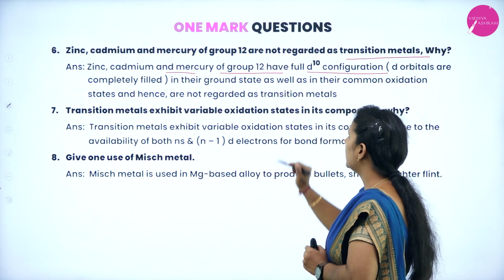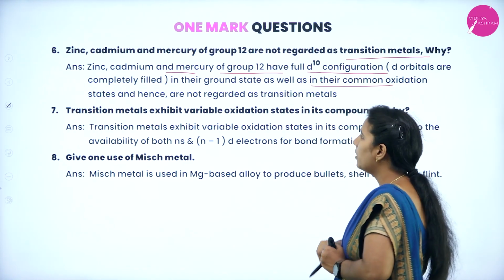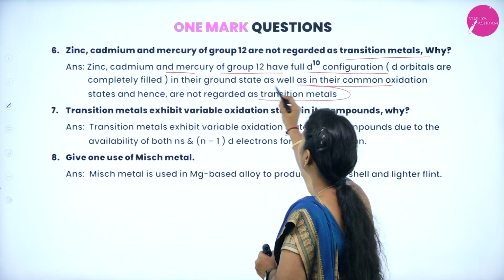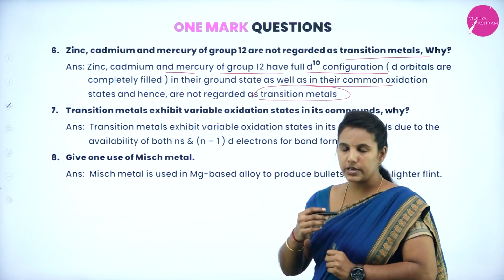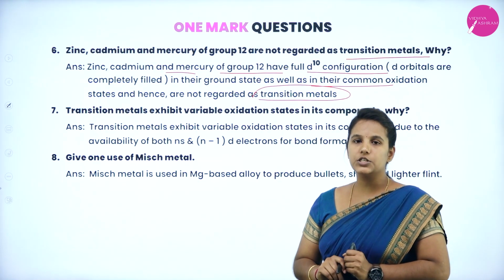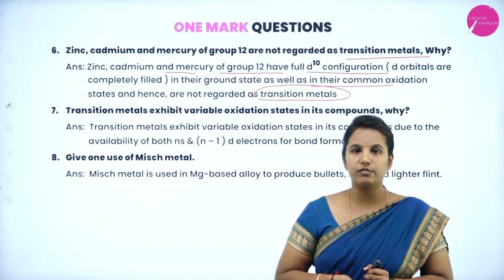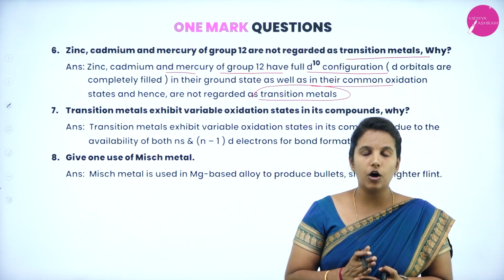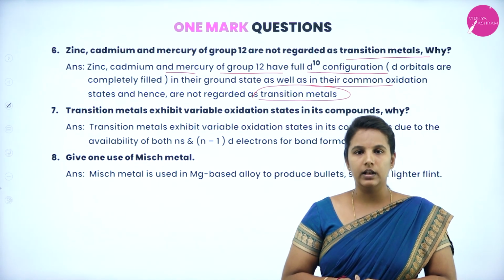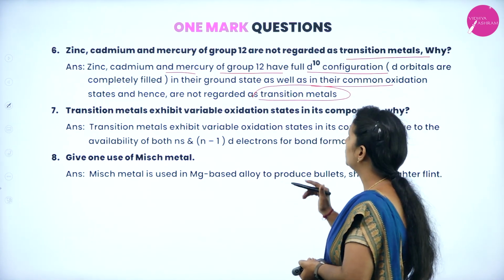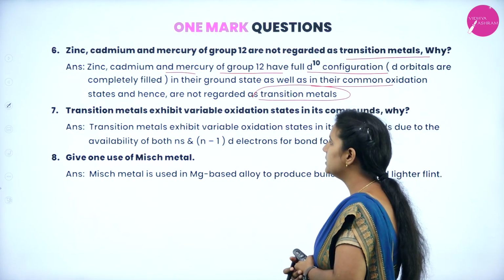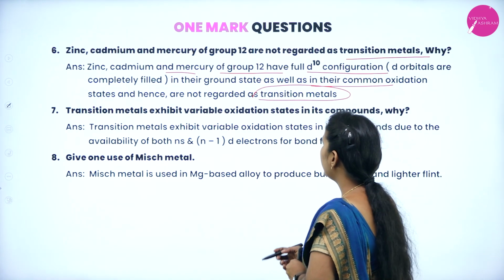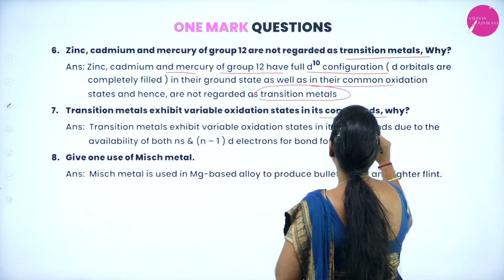So in their ground state as well as in their common oxidation states, they show completely filled d10 orbitals in the d orbital. So that is why they are not regarded as transition metals. Next question.